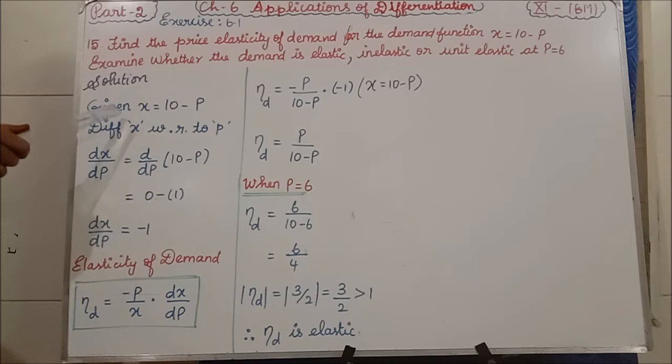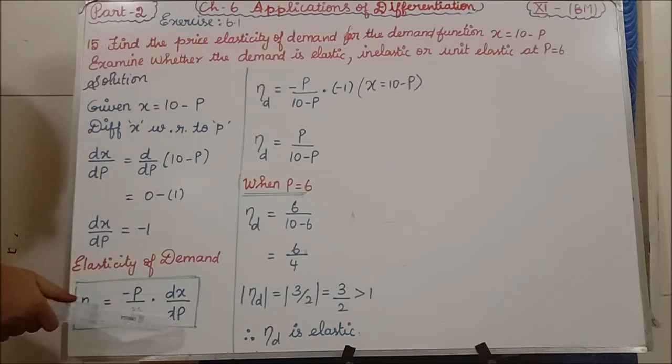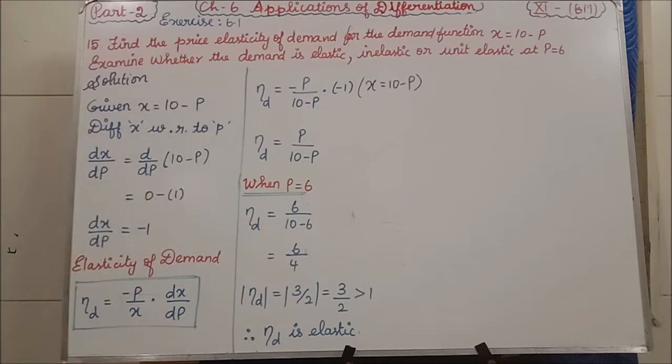Clear? We have given x equal to 10 minus p. In the elasticity of demand formula we need dx by dp, which means we have to differentiate the given x with respect to p. So dx by dp is equal to d by dp of 10 minus p. If you differentiate 10 we get 0, and if you differentiate p we get 1, because we are differentiating with respect to p. So 0 minus 1 is minus 1.